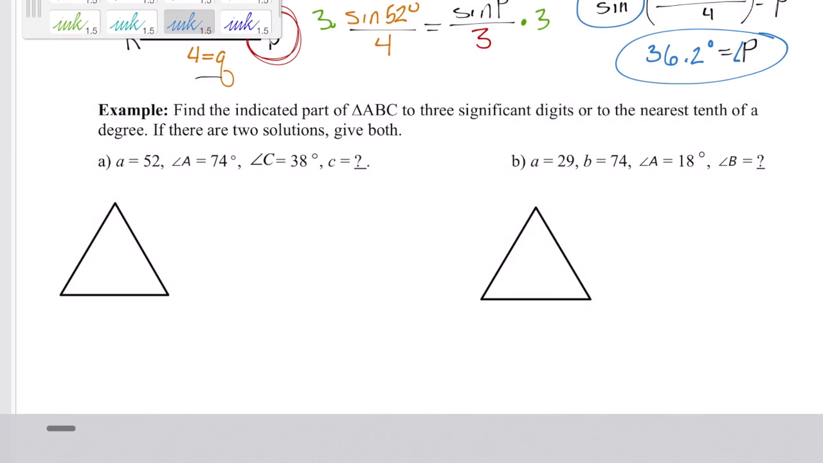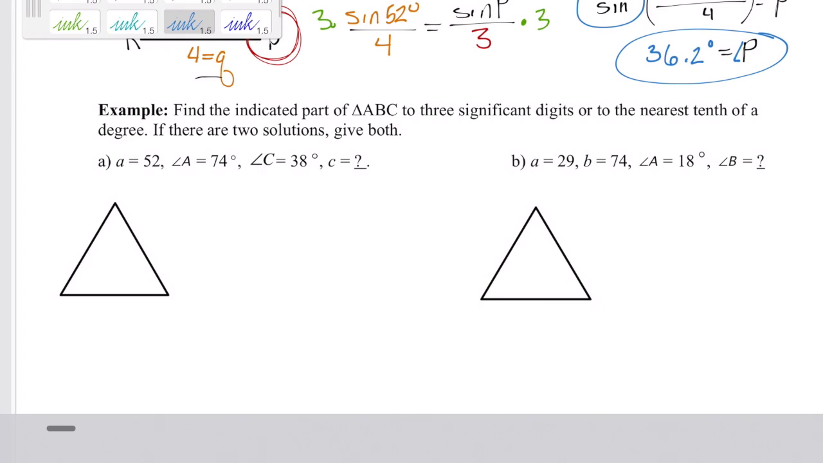So for our next example, they want us to find the indicated part of triangle ABC, to three significant digits, or to the nearest tenth of a degree. So if we're looking at sides, it's three significant digits. If we're looking at an angle, we're looking at the tenth of a degree. If there are two solutions, we have to give both.